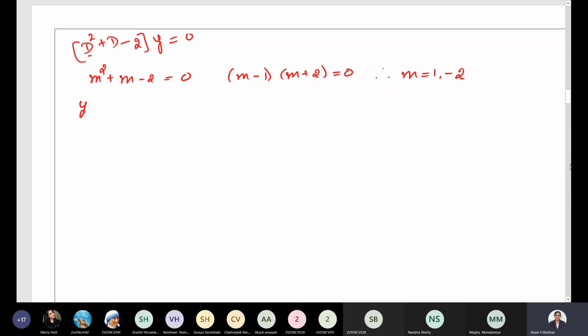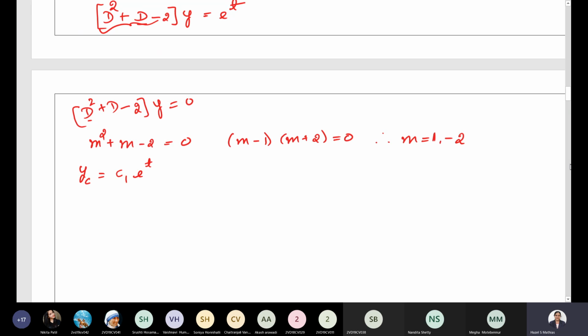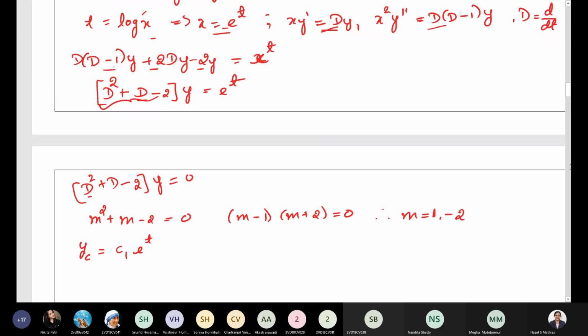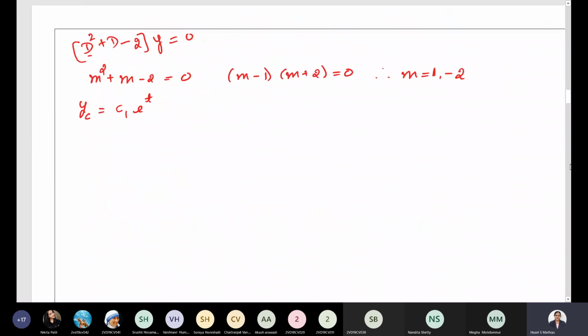How do you write the complementary solution of this? You have two distinct real roots. When you have two distinct real roots, the complementary function is given by c1 into e power t. See here the variable is in terms of t, that's why you have to write it as e power t. Then the second root is minus 2, so it will be c2 into e power minus 2t. This is how you write the complementary function.